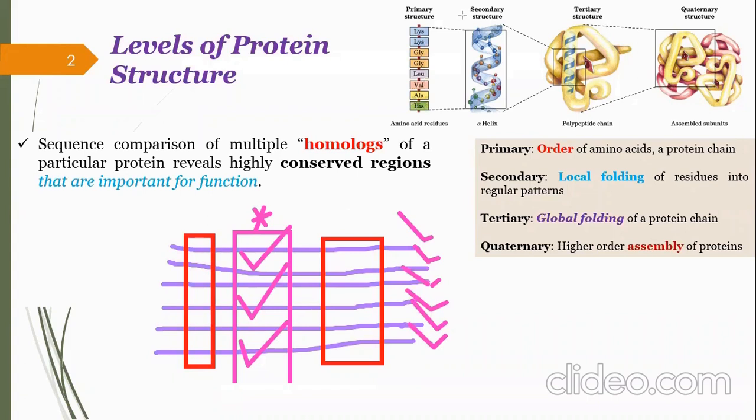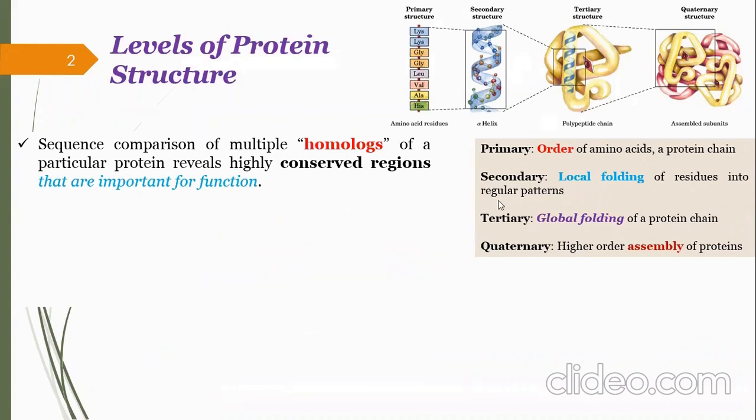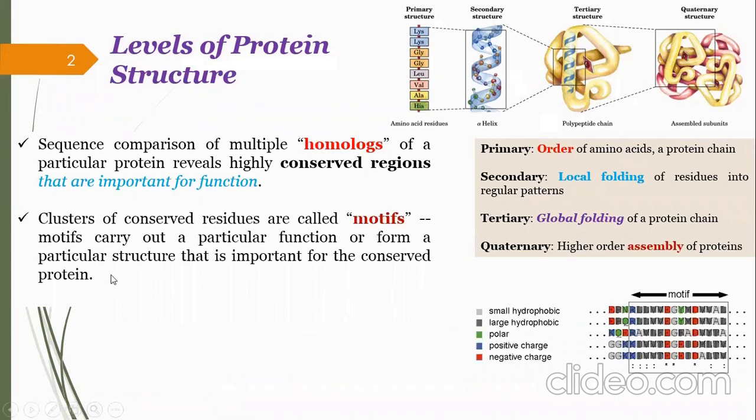And next to it, clusters of conserved residues are called motifs. So these are conserved residues. They cluster together, and they will be called motifs, and they carry a particular function or form a particular structure. So that is important for a conserved protein. Within this protein, there will be a conserved region, and that conserved region, or simply that motif, is responsible for some important function.